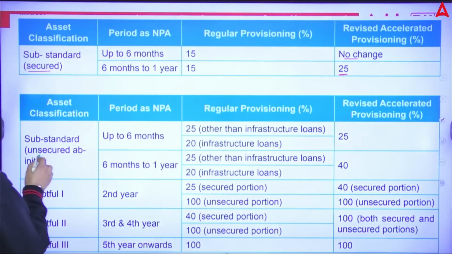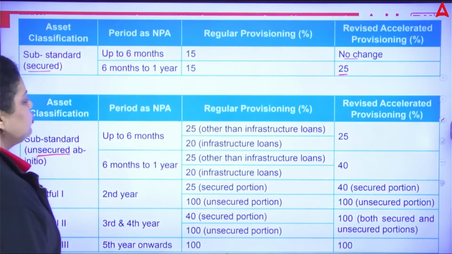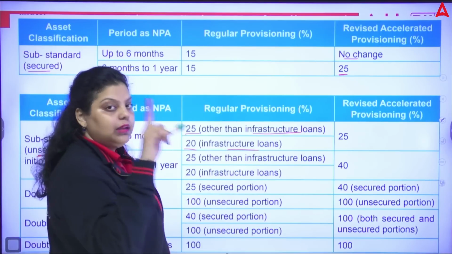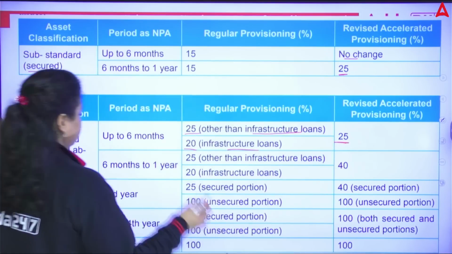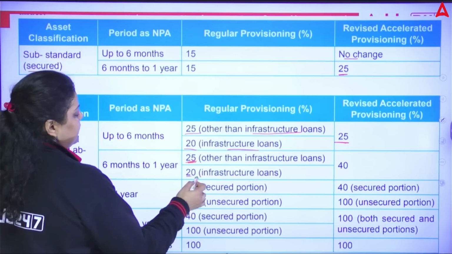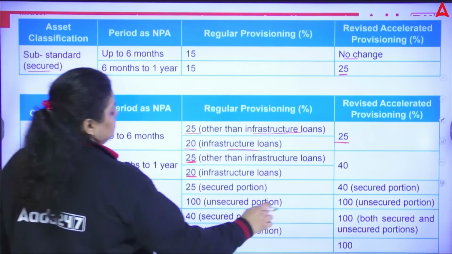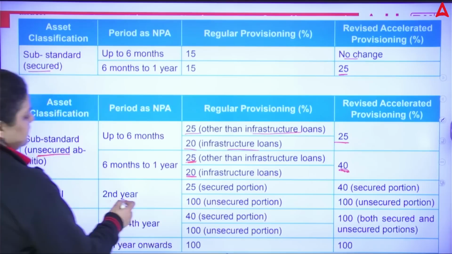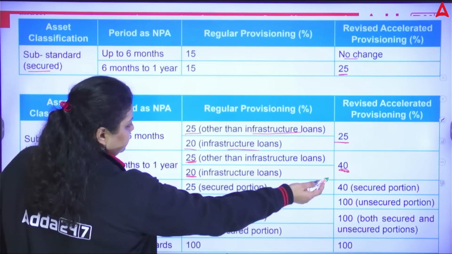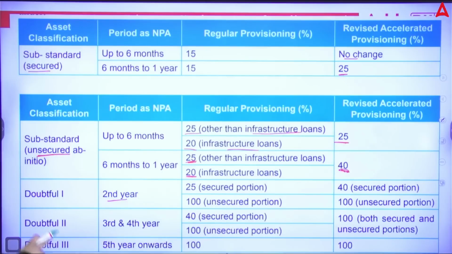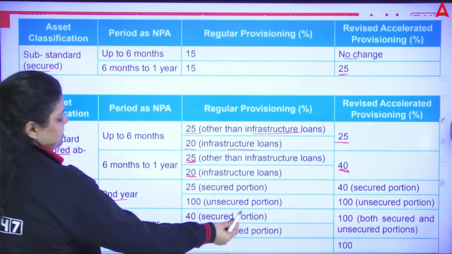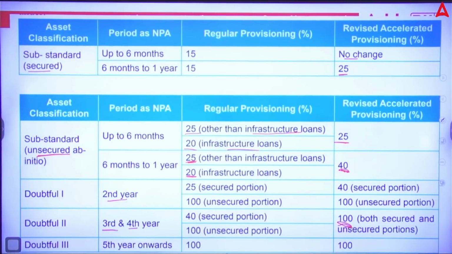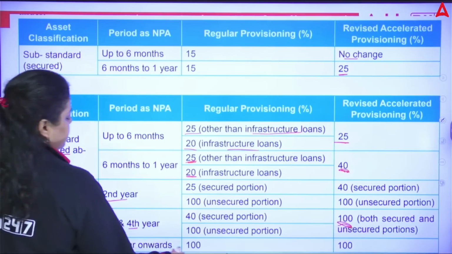For substandard asset unsecured, up to 6 months, it was 25% other than infrastructure loan and 20% for infrastructure loan. Both percentages are now the same, 25%. For 6 months to 1 year, it was 25% and 20% for other than infrastructure. Both have been merged and one value has been given, that is 40%. Doubtful 1, second year, 25 and 100 for secured, 40 and 100 for unsecured. Doubtful 2, third and fourth year, 40% for secured, 100% for unsecured. Both have become 100% now, whether a secured loan or an unsecured loan. And Doubtful 3, fifth year onwards, 100 and 100.